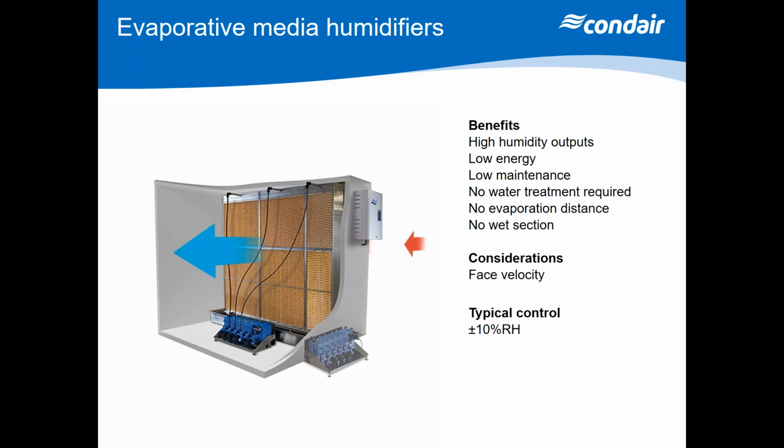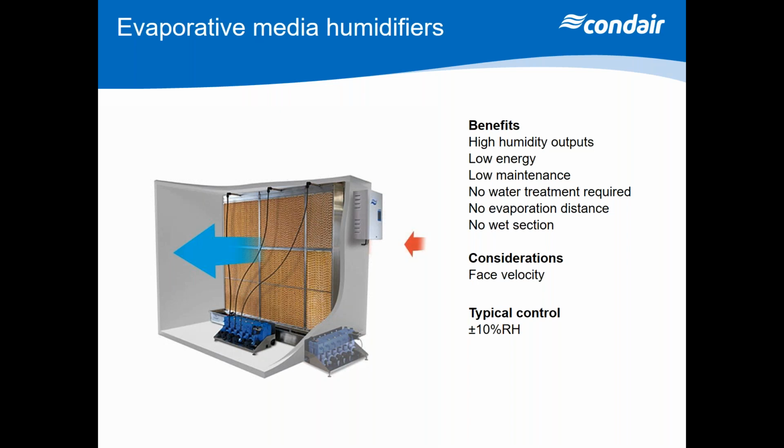The other consideration is controllability. For this system to modulate, we need to either turn on or off a number, or the singular, of these pumps. So we're either wetting one or a number of these lines of cassettes on the system. So really our controllability is going to be plus or minus 10% RH. And the majority of cooling applications, that's going to be absolutely fine.